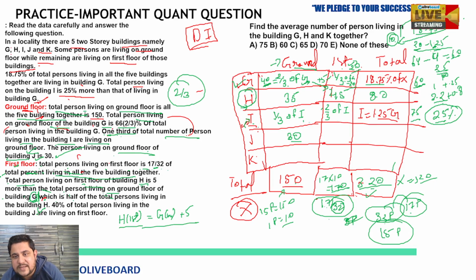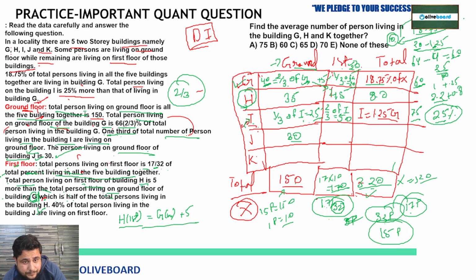Now 2/3 of 75 are living on the first floor. So 2/3 of 75 means 50. And 1/3 of 75 would be 25. Fine. So we know how many are living in I, in building I on each floor, ground floor and first floor.